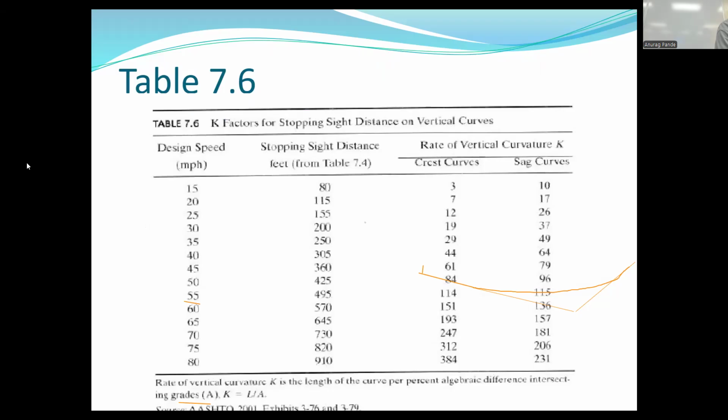So now we're just going to learn to use this table right here. This table is generic, so you can apply it for any situation, any capital A value, the change in grade that you may be looking for. This is table 7.6 from your textbook, but it's also from AASHTO 2001, and newer versions have the same thing. What you have is K factors for stopping sight distance in vertical curves. We talked about the capital K factor in one of the previous lectures. If you remember, does anybody remember what the K factor was for vertical curves?